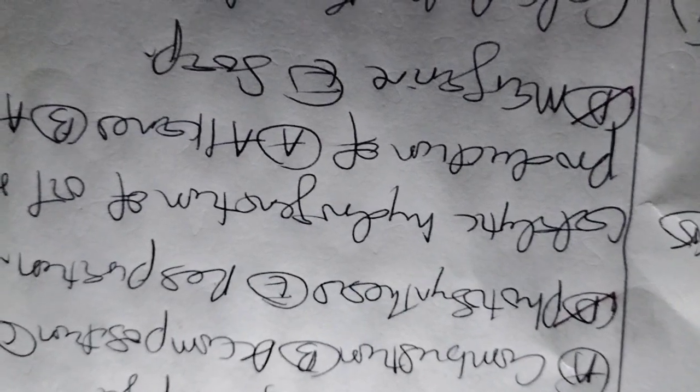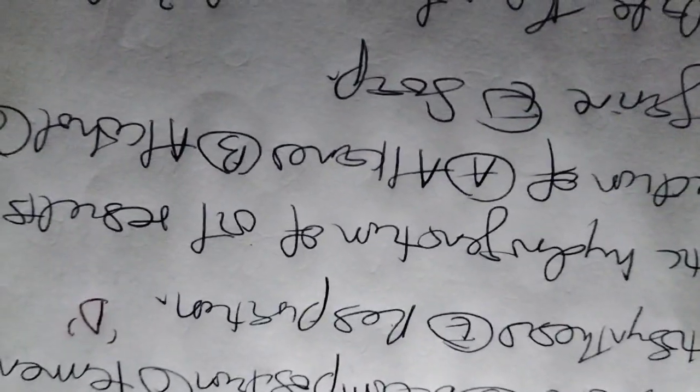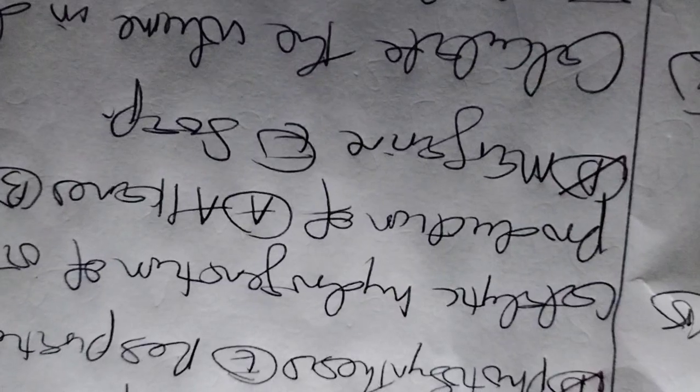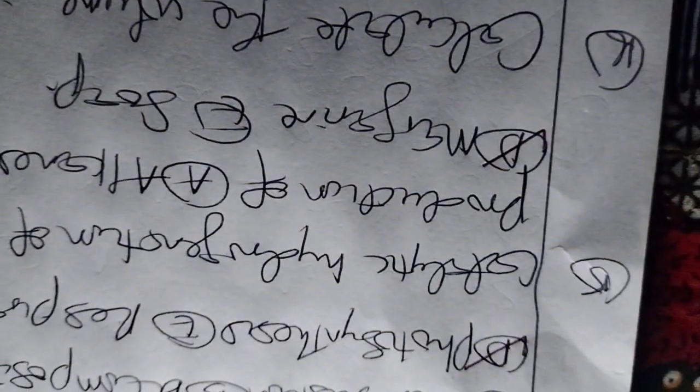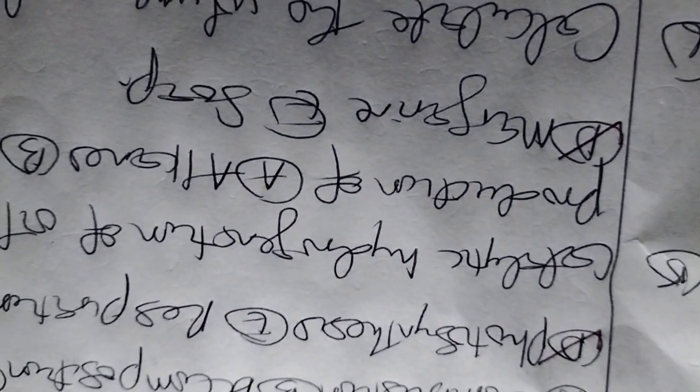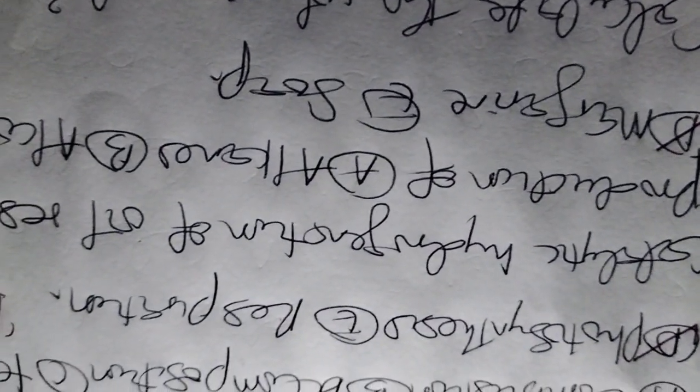15 says catalytic hydrogenation of oil results in the production of A, alkanes, B, alcohol, C, detergent, D, margarine, and E, soap. The answer is margarine. Margarine is formed by passing hydrogen through vegetable oil. The answer to number 15 is margarine.